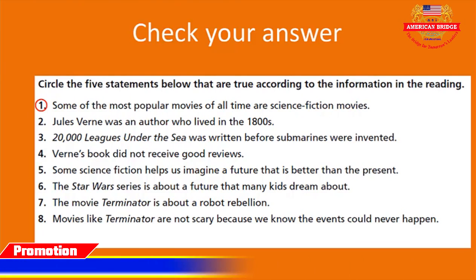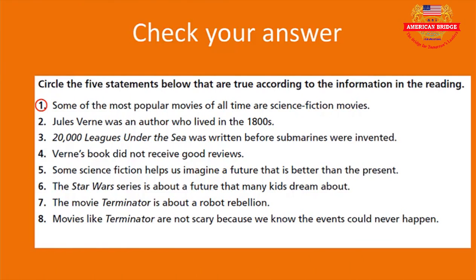Jules Verne was an author who lived in the 18th century. Number 3: 2,000 Leagues Under the Sea was written before submarines were invented. True or false, everyone? Number 4: Verne's book did not receive good reviews. Number 5: Some science fiction helps us imagine a future that is better than the present.